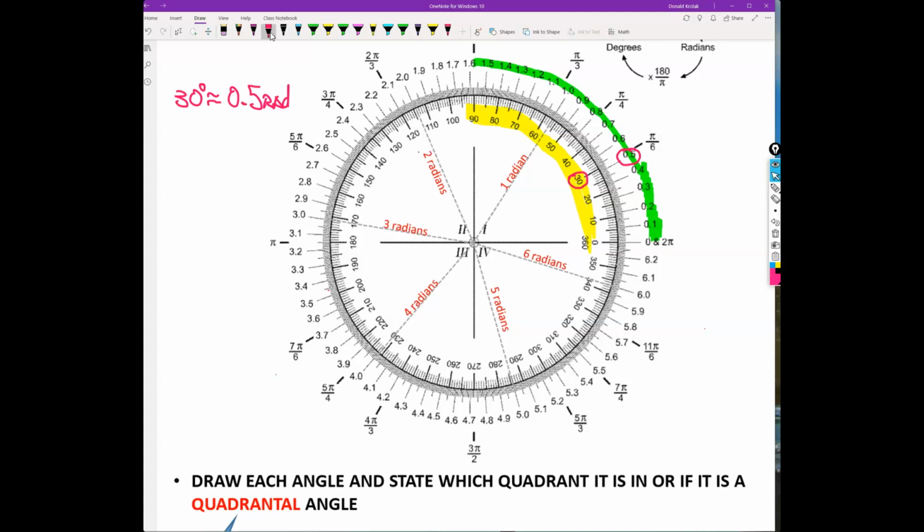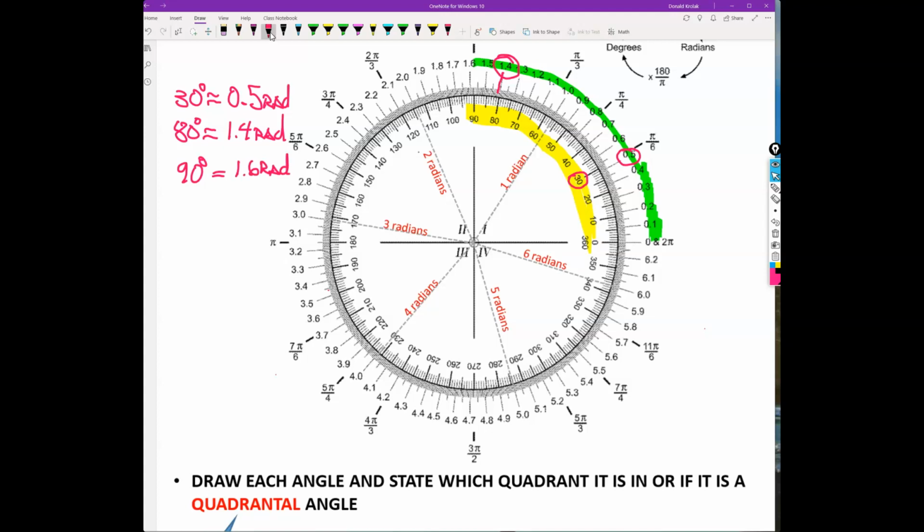All right, let's do 80 degrees. Well, an 80 degree angle is approximately, well, there's 80 degrees. If I keep going, it's about 1.4 radians. A 90 degree angle, well, that's about the same as 1.6 radians.